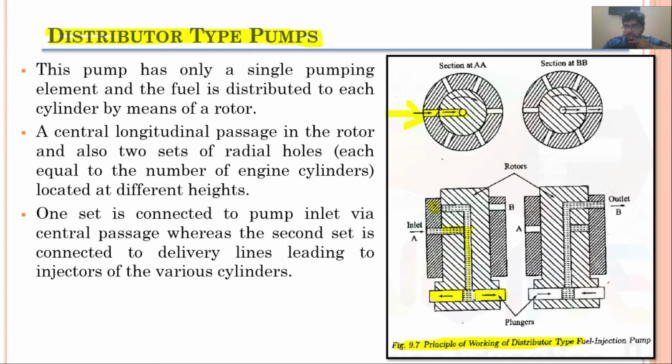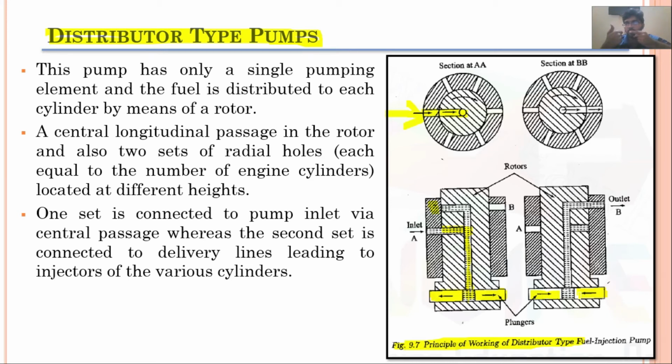which is present here. When the plungers have moved away from each other, this will happen at the same time. Plungers are moving away from each other, and the inlet port and the inlet passage of the rotor have aligned with each other, and the fuel will flow into this longitudinal passage. Now these plungers will move towards each other, and when they are moving towards each other, they would be pressurizing the fuel. And similarly, this rotor is now rotating. The inlet passage and the inlet port will now be misaligned.